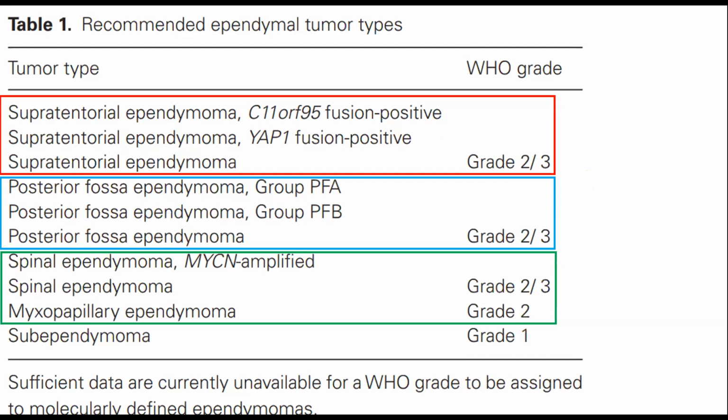Same thing with the posterior fossa. Myxopapillaries are all 2s. Listen. There is such a thing as myxopapillary ependymoma with anaplastic features. It is uncertain if they behave more aggressive. They're very rare. Not enough data to make a call on that. That's why right now all grade 2. And mercifully, some things never change. Good old subependymoma, cured by gross total resection, WHO grade 1, no molecular signature to worry about there, etc.